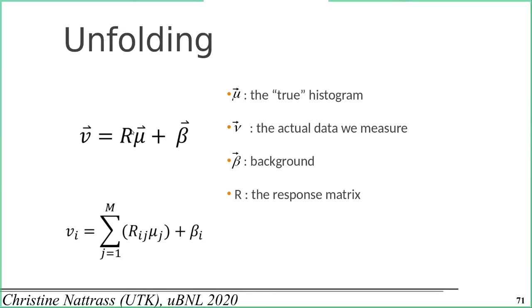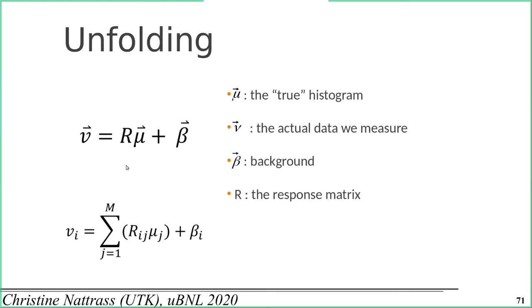And then this R is the response matrix, which tells you if you have a true jet with a momentum of 100 GeV, what is the distribution of different bins that you would measure it in? So you might measure it 50% of the time in the 100 to 110 GeV bin, and maybe 25% of the time in the 110 to 120 GeV bin. And you have this whole distribution. The thing that we know reasonably well with all of our detector simulations is the response matrix for going from the true values to the measured values. But that's the easier direction.